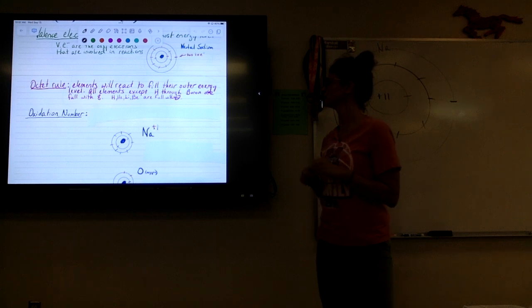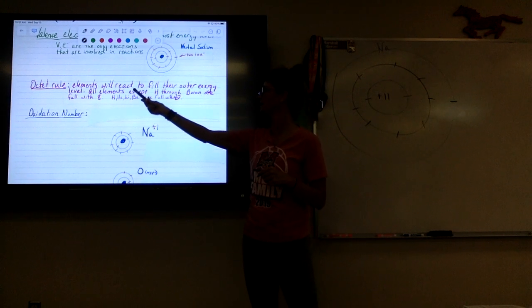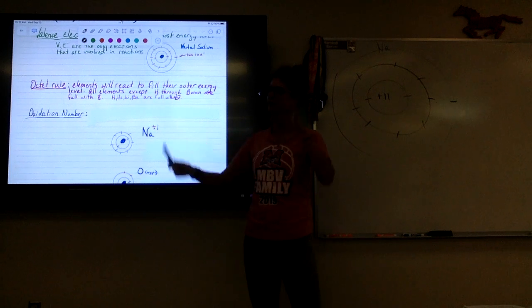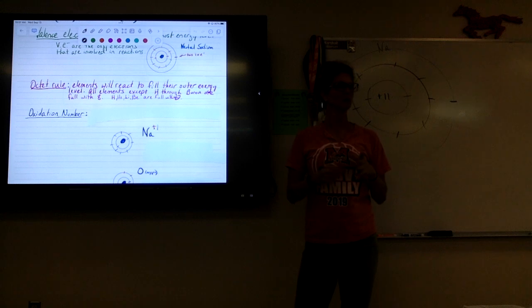Elements will react to fill their outer energy level. All elements except hydrogen through boron are full with 8. Hydrogen, helium, lithium, beryllium are full with 2. The octet rule explains all of chemistry, so I want to spend a little bit of time on it.